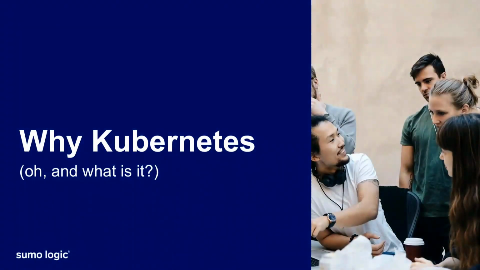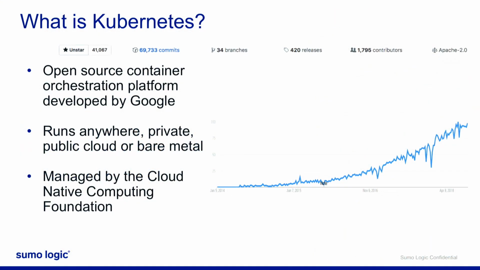So first off, let's talk about why Kubernetes in the first place. I'm going to give a little backup. Kubernetes is an open source container orchestration platform that was developed by Google in 2014. It was built by Google based on the experience they had using containers to run their application and environments using an internal tool called Borg. What's really nice about Kubernetes is it'll work on both private and public clouds as well as bare metal architecture. It essentially runs anywhere.